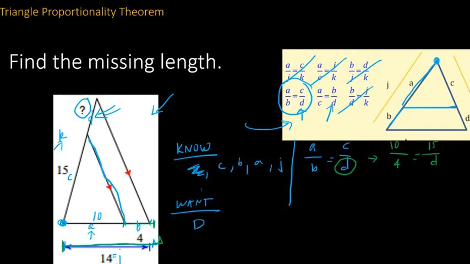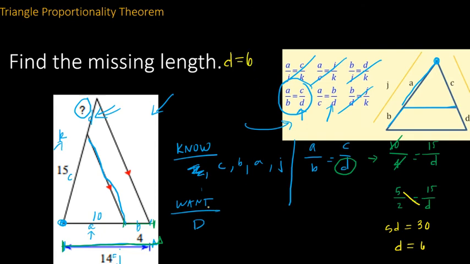I'm going to simplify this. I'm going to divide out a 2, right? I know both 10 and 4 are divisible by 2, so this becomes 5 over 2. So 5 over 2 is equal to 15 over D. From here, I'm going to cross multiply. So 5D equals 30, D equals 6. Okay. So my answer for the missing length is that D equals 6.